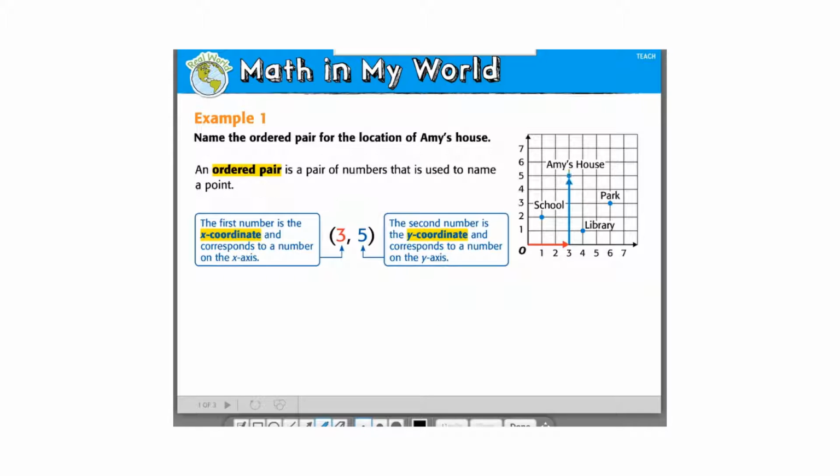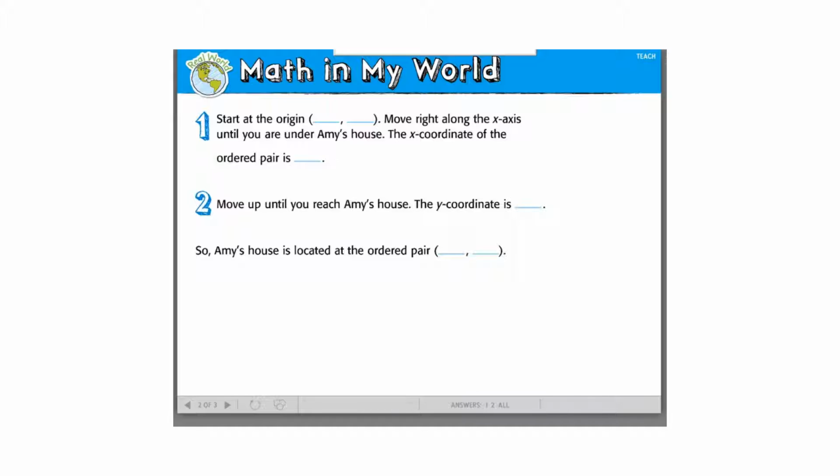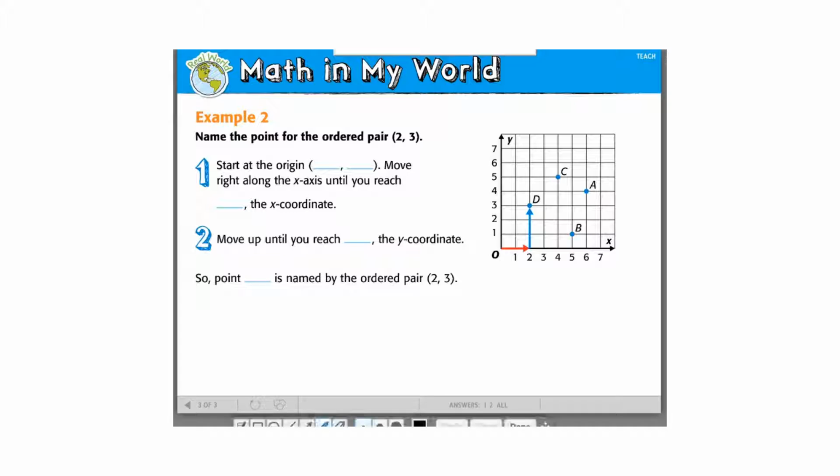Let me go to my next slide so we can fill in all the missing pieces. We start at the origin. The origin is always 0, 0. Remember, at the corner? You move right along the x-axis until you're under Amy's house. And the x coordinate would be 3. Then you move up until you reach her house, and the y coordinate would be 5. So then our ordered pair is 3, 5. That's how you fill in those lines. You know, the lines sometimes make it confusing. I thought this was 2 different things. It's all one question.